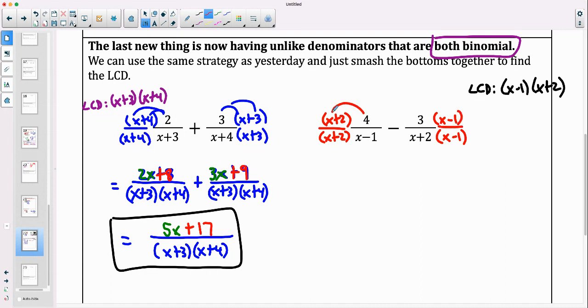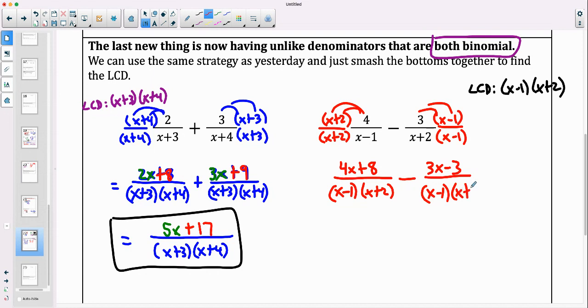So we have 4x plus 8 over x minus 1 times x plus 2, minus sign. We have to distribute this one, 3x minus 3 over x minus 1 times x plus 2. Okay, now the bottoms match.